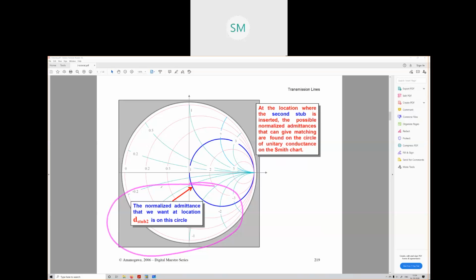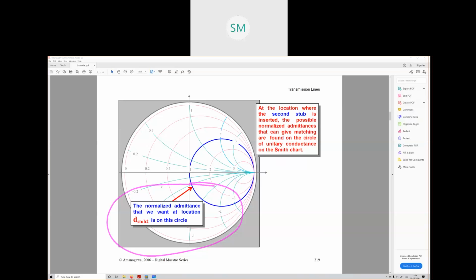Can anyone explain what this means? What is this blue circle on the Smith chart? What does the blue circle on the Smith chart signify? Exactly, the z equal to 1 circle. Absolutely right. Very good, very good.